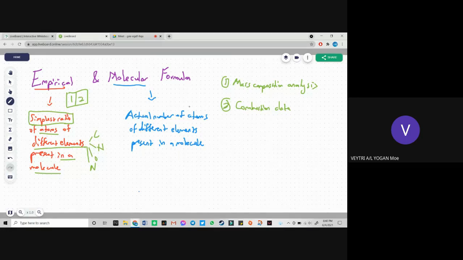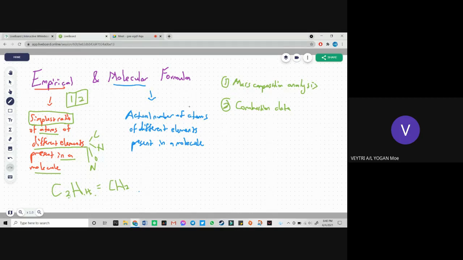Now, what do they mean by simplest ratio? Let's say they give C2H4. Simplest ratio literally means you can divide both of them, 2 and 4, by a certain number. So in this case, you can divide by 2. So you'll get CH2. That is the empirical formula. Okay. Now, let's move on to molecular formula.